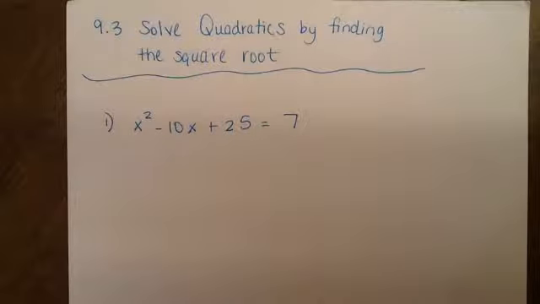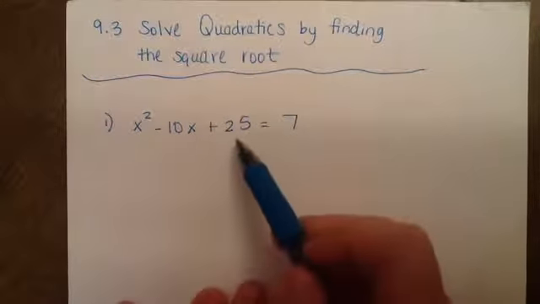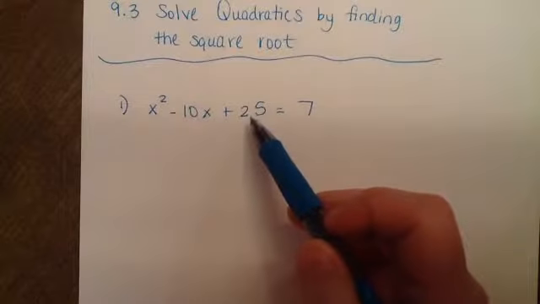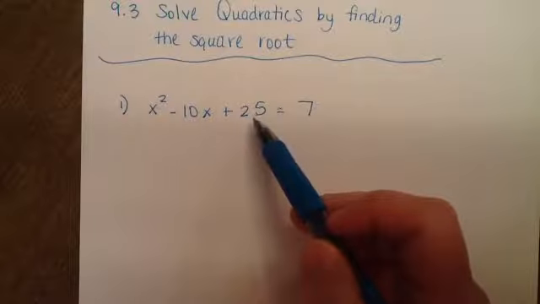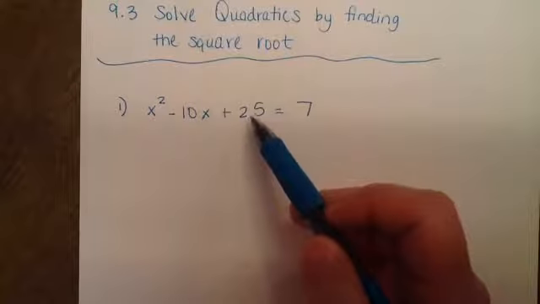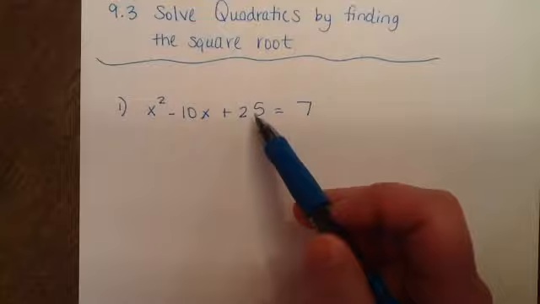Hello mathematicians. Today we are going to talk again about solving quadratics, but this time we are going to use finding the square root. To do that, these equations will be easily able to factor. So if I look at what times what gives me 25, I need to think of the square root of 25. One number times itself gives me 25.